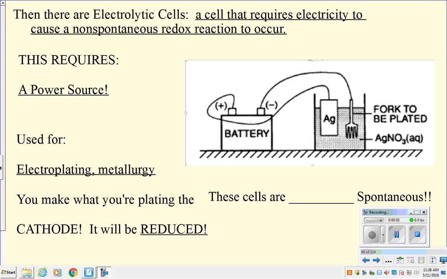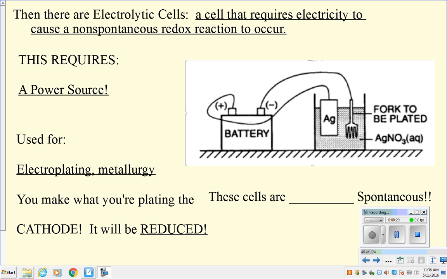The second type of electrochemical cell is the electrolytic cell. An electrolytic cell is a cell that requires an input of electricity, some sort of a power source, to cause a non-spontaneous redox reaction to occur. So if you have a more reactive element, but you want to force it to be reduced instead of oxidized, you can do this in this type of a cell. This does require a power source.